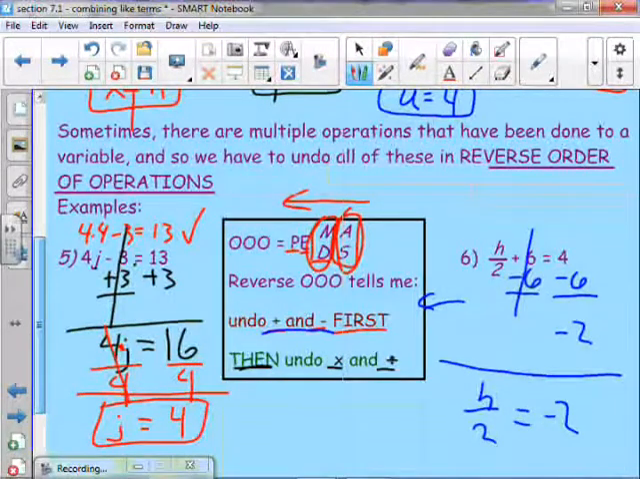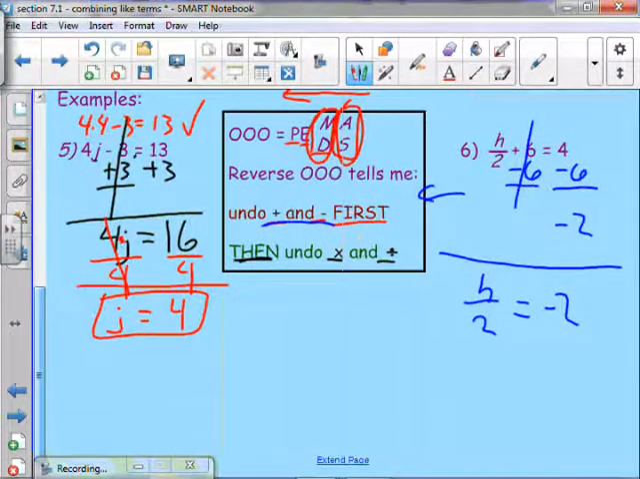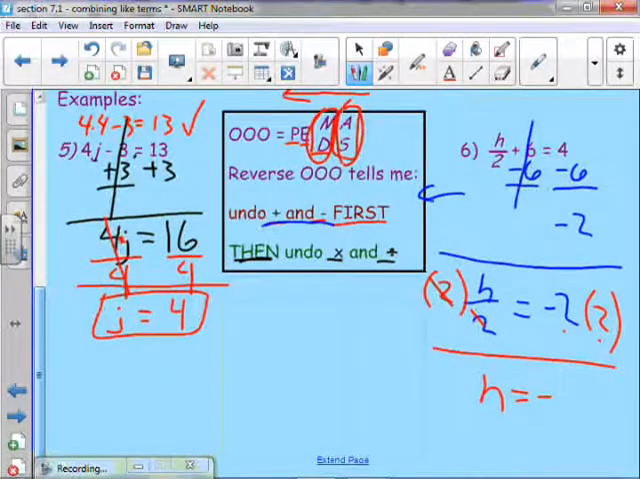I only have one operation left. That's the divided by 2. And the way I undo dividing is I multiply by that same number. If I multiply both sides by 2, well, this 2 and this 2 will cross-cancel. They'll give me 1. 1h is just h. So I will rewrite my equation again. I get h equals negative 2 times 2, which is negative 4. And that is my answer.